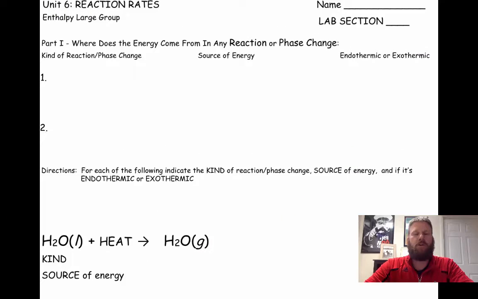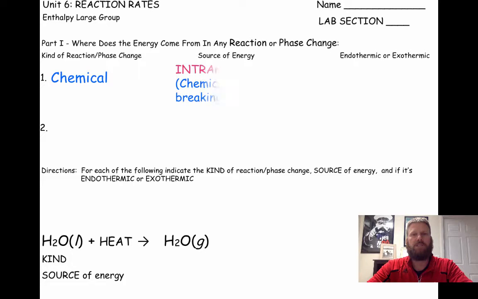The concept of enthalpy relates to the flow of energy during a chemical process. Energy can either be absorbed from the surroundings or released to the surroundings. We are concerned with two types of chemical processes. The first type is simply a chemical reaction or a chemical change.